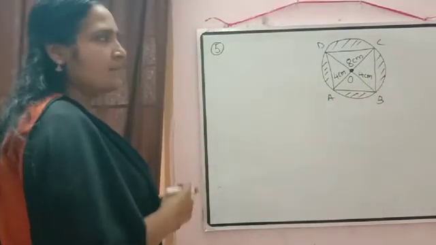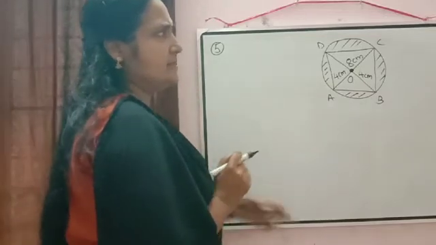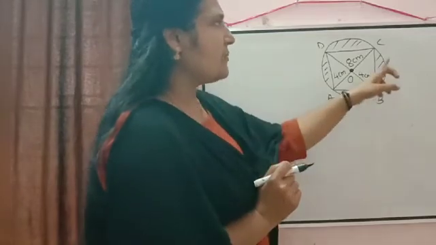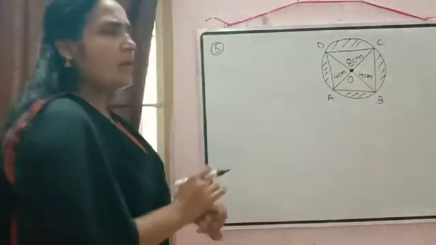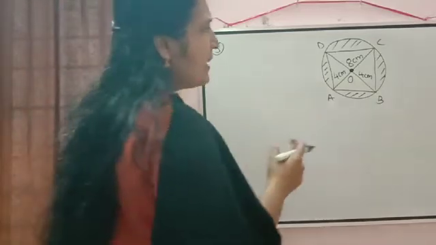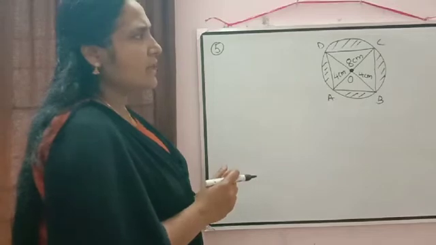Clear? Okay. Now how to calculate the area of that shaded region? Yes, area of circle, from that we will subtract the area of square. But how will we calculate the area of that square? Yes, area of square, how will we calculate?